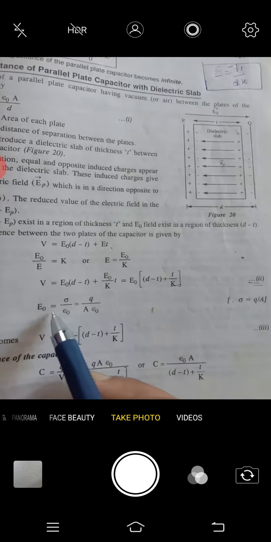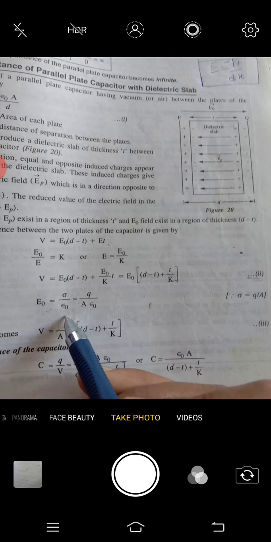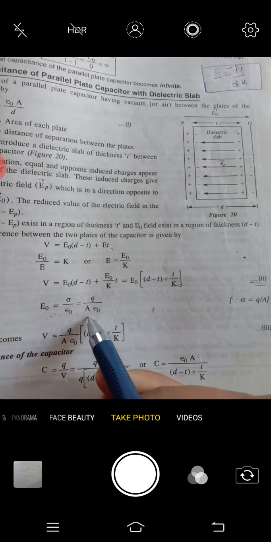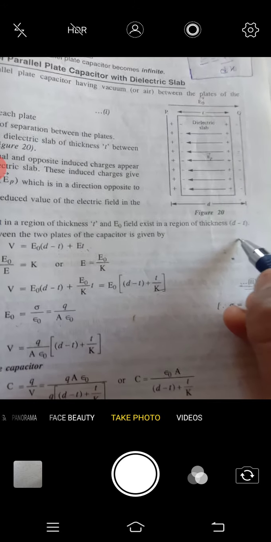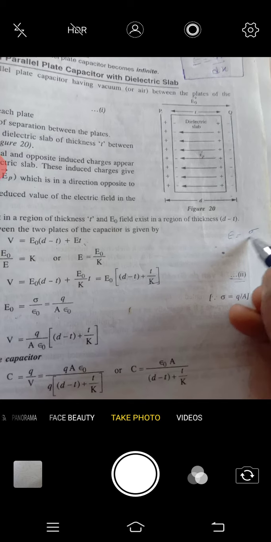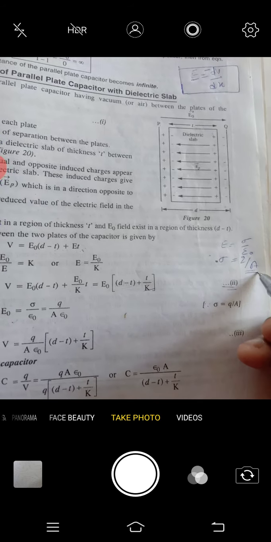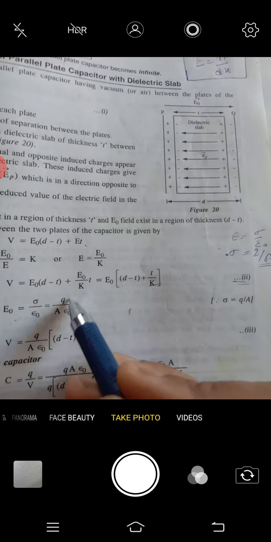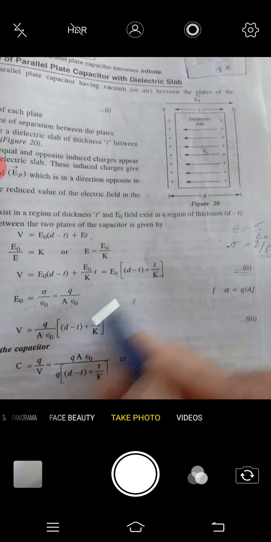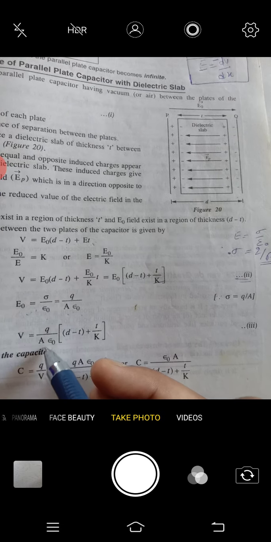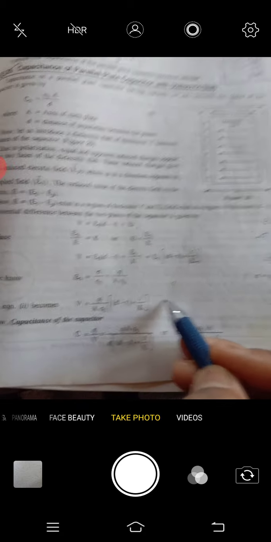Okay. So now once again E naught, we know that it is sigma upon epsilon naught. And what is sigma? Charge per unit area. These points you must keep in mind that electric field is sigma upon epsilon naught and sigma is charge upon area. Again and again we are using these. So Q upon A epsilon naught. So E naught value is this. Put this back in equation number 2. So V is equal to Q upon A epsilon naught times (D minus T plus T upon K). This is the value of V.